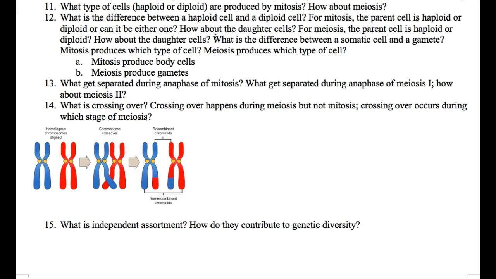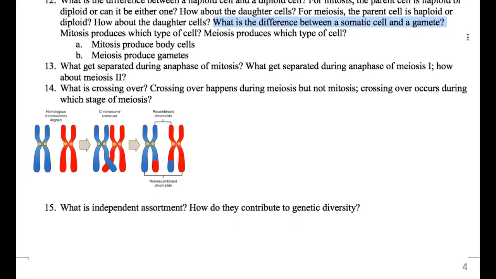What is the difference between a somatic cell and a gamete? A somatic cell is your body cell, and it has to be diploid. A gamete is your sperm or egg, and it has to be haploid.